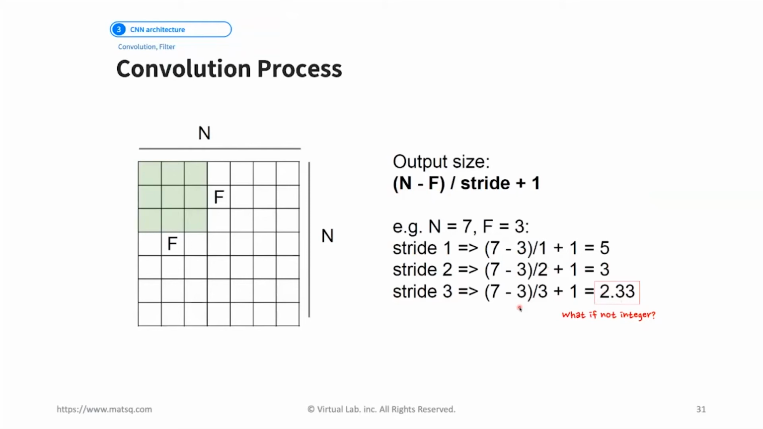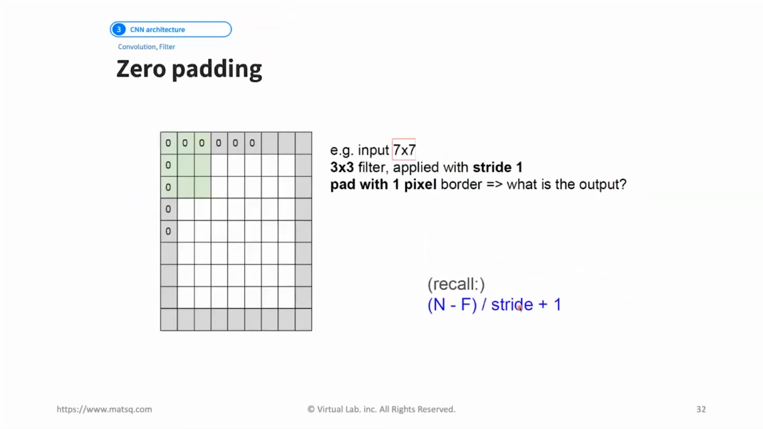So we adopt zero padding. What is zero padding? Zero padding means inserting padding consisting of 0s, like in this area, to make the output size an integer. In this example, it was 7 by 7, right? When we apply the zero padding, it becomes 9 by 9. And then after padding, 9 minus 3 divided by 3 plus 1 is an integer, right? So we can calculate even when the output would otherwise not be an integer. This is called zero padding.